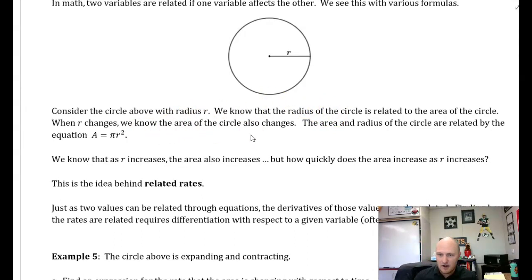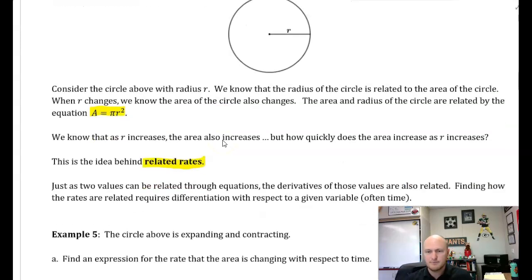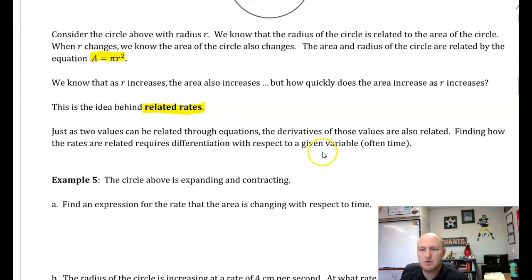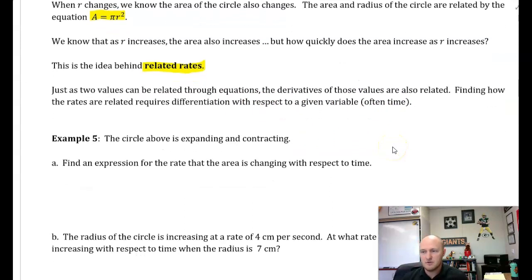And thus, the area and the radius are related by this formula. Area is equal to pi r squared. And as r increases, area also increases. But what's the relationship? How are they increasing related to each other? Well, this is the idea behind related rates. Just as two values can be related through equations, the derivatives of those values are also related. Finding how those rates are related requires differentiation with respect to a given variable, and it is often time.